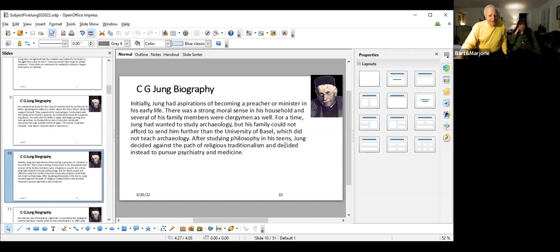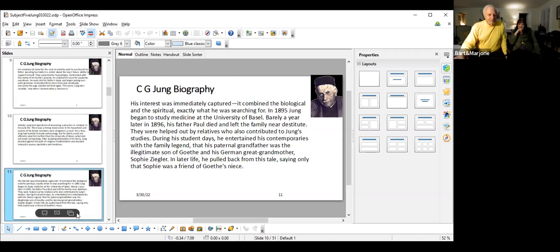So after studying philosophy, Jung decided against the path of religious traditionalism, and he instead decided to go study psychiatry and medicine. He was intrigued with what Freud, for example, had come up with. It was a really novel new way of looking at the human psyche and all of the things that went with it. And so he jumped into it wholeheartedly. The thing was that this combined both biological and spiritual activities.